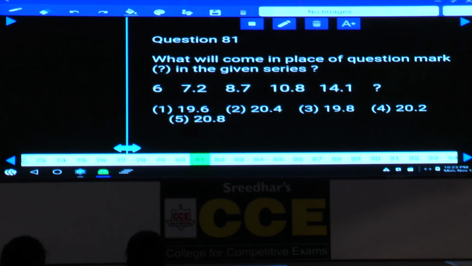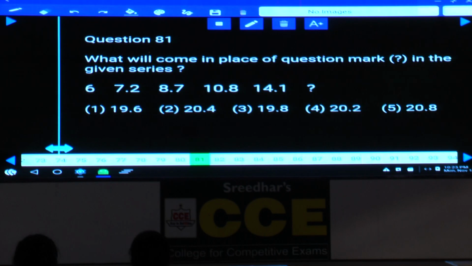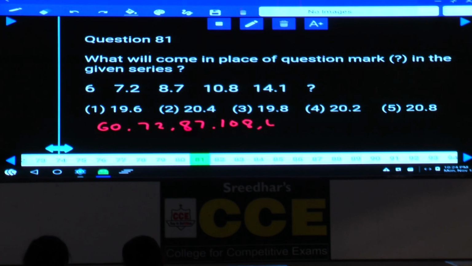Then coming to 81. Now in this 81, if you observe here the numbers are decimals. Decimal వస్తే ఏం చెప్పండి ఇంతకుముందు? What we need to do in the case of decimals? Multiply each of these numbers with 10. Now 60, 72, 87, 108, 141. అవునా కదా? Then what should be the next one?